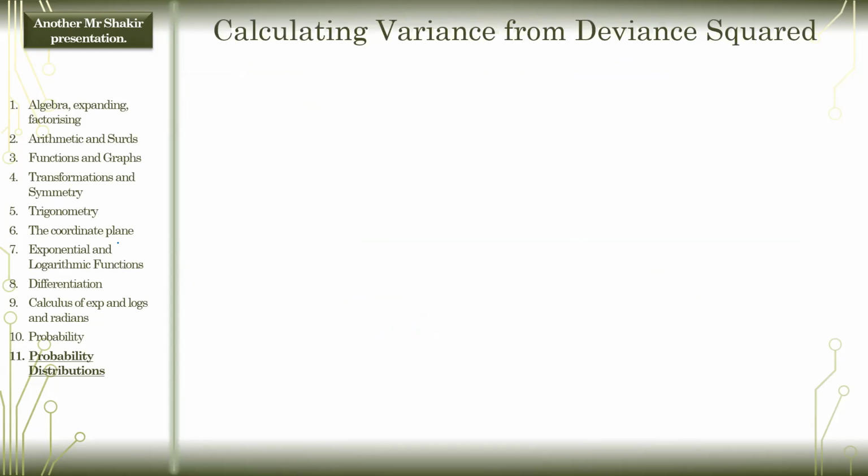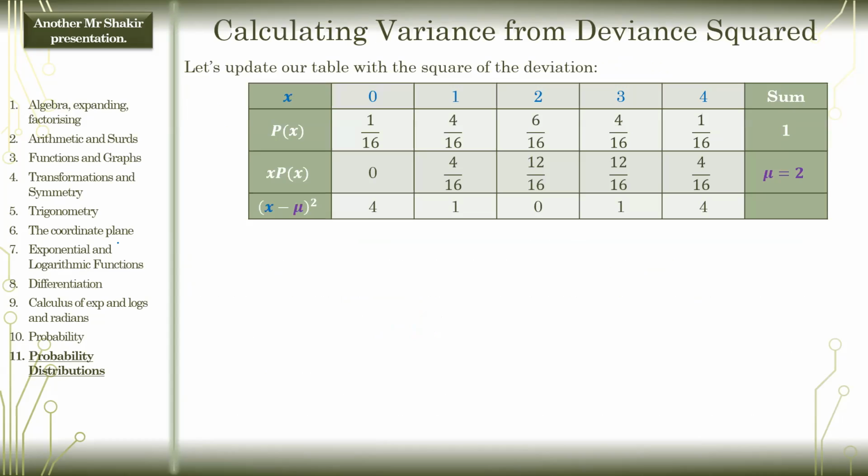Okay, so let's move to the next slide. How do you calculate variance from deviance squared? Let's just calculate variance. Let's update our table with the square of the deviation. So all I've done over here so far, you know the first 3 rows.